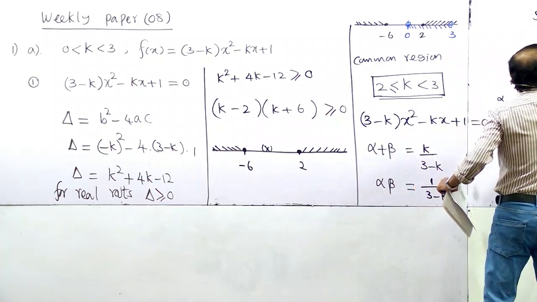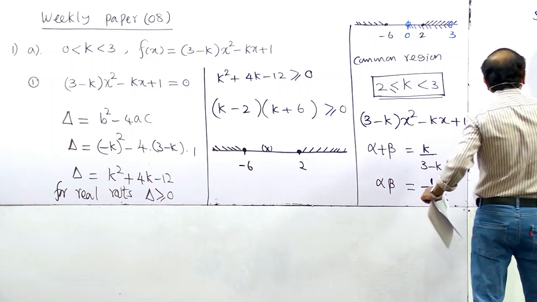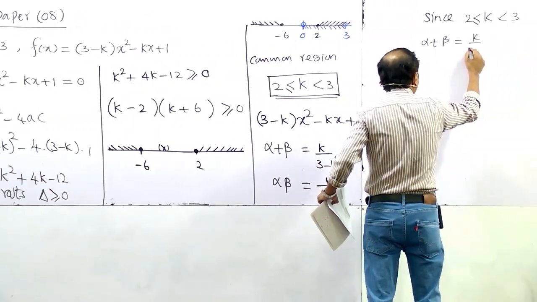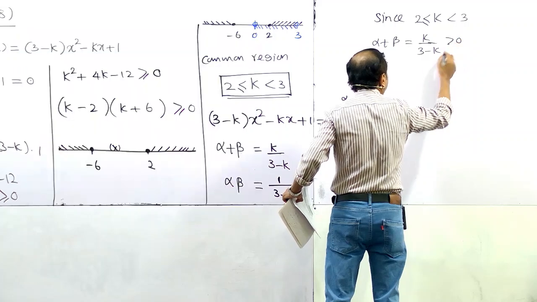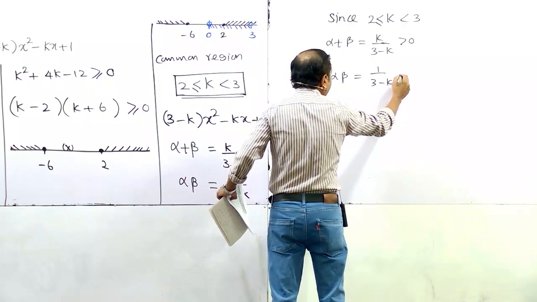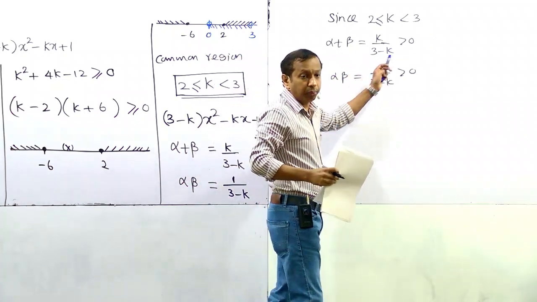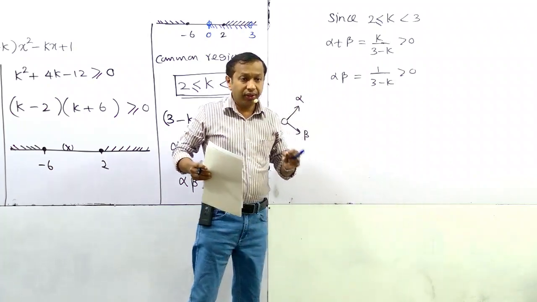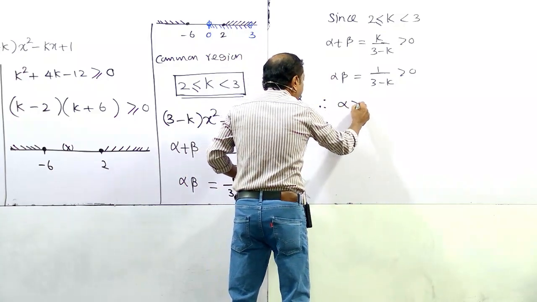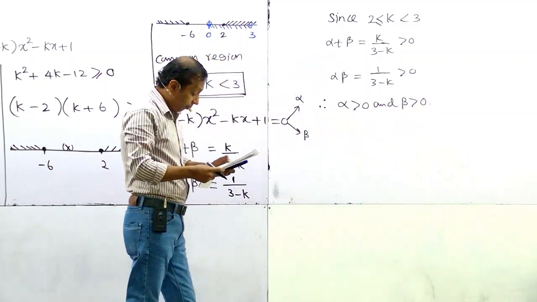Since k is less than 3 and greater than or equal to 2, alpha plus beta equals k over 3 minus k, positive. Alpha beta equals 1 over 3 minus k, positive. Sum of two numbers positive, product of those two numbers positive. That says each number should be positive. Therefore, you can write alpha positive and beta positive. This is how we get that answer.